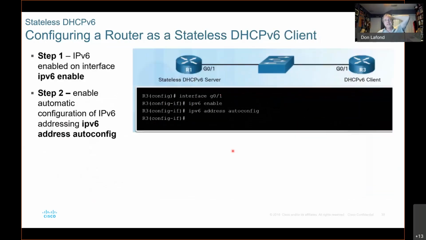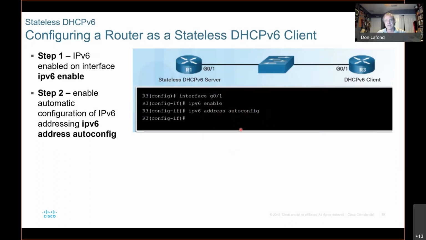And stateless client. Now this is where it is getting its address here via the client. And I misspoke earlier. It isn't DHCP here. IPv6 address auto configuration is what you have to type. It's the same beginning, IPv6 address instead of IPv4 address, but instead of typing DHCP, you type auto configuration.